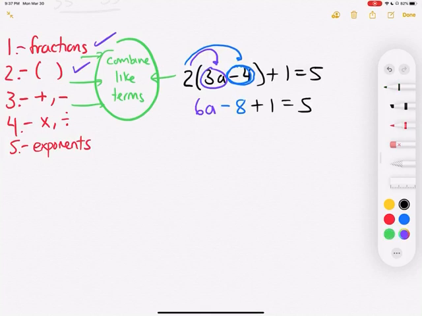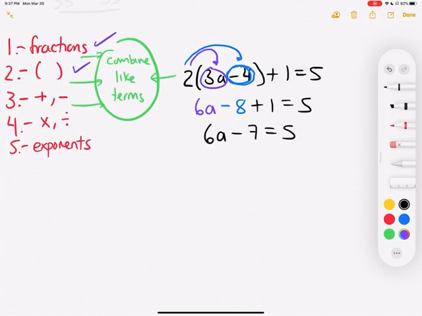And by the looks, I know I can combine negative 8 and positive 1. So those two I can combine. I'm going to combine them into the same term. So 6a, the negative 8 plus 1, that's going to be negative 7. And the right side of the equation remains the same.